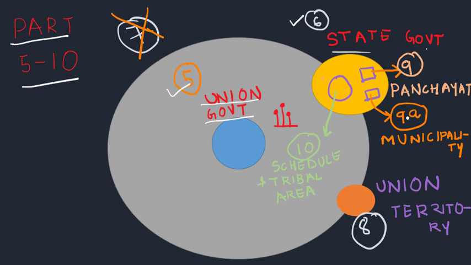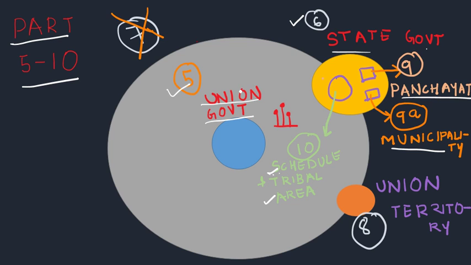Now inside the state, one can find panchayat, which is part 9, that is in villages. In cities you can find municipality, which is 9A. Apart from panchayat and municipality, some states also have scheduled and tribal areas, which is part 10.